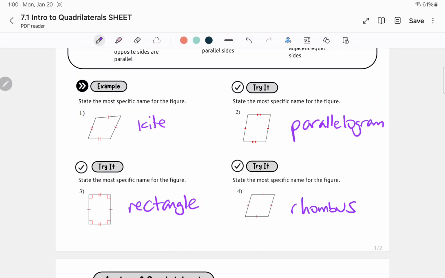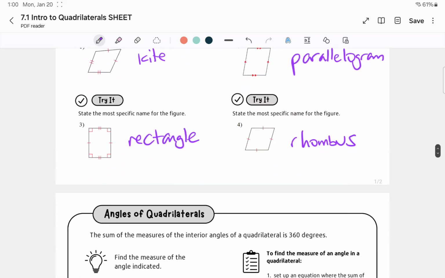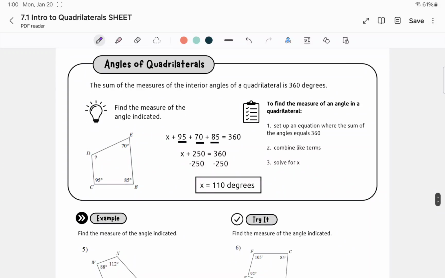So again, you are looking at the box here. If it matches none of these in the box, then we're just going to call it a quadrilateral, like an in general quadrilateral. All right, so now let's move on to the angles. And now let's highlight again.